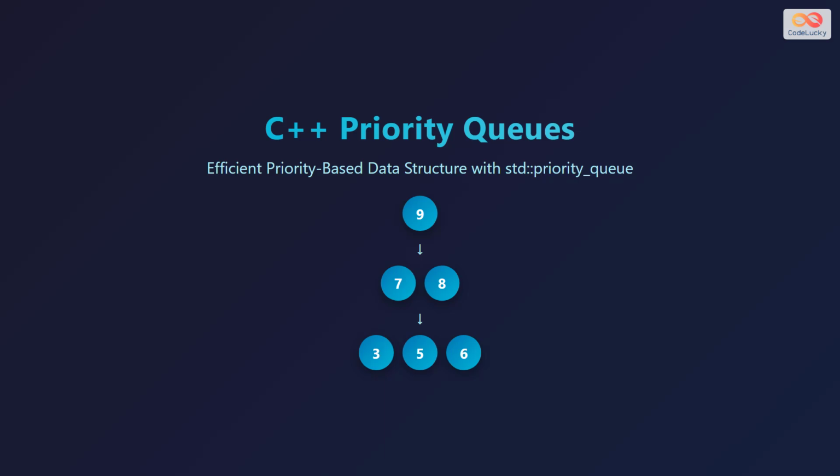In this video, we will explore C++ priority queues, an efficient data structure that allows elements to be processed based on their priority. We'll be focusing on how to use priority queues effectively using the standard template library, also known as STL.